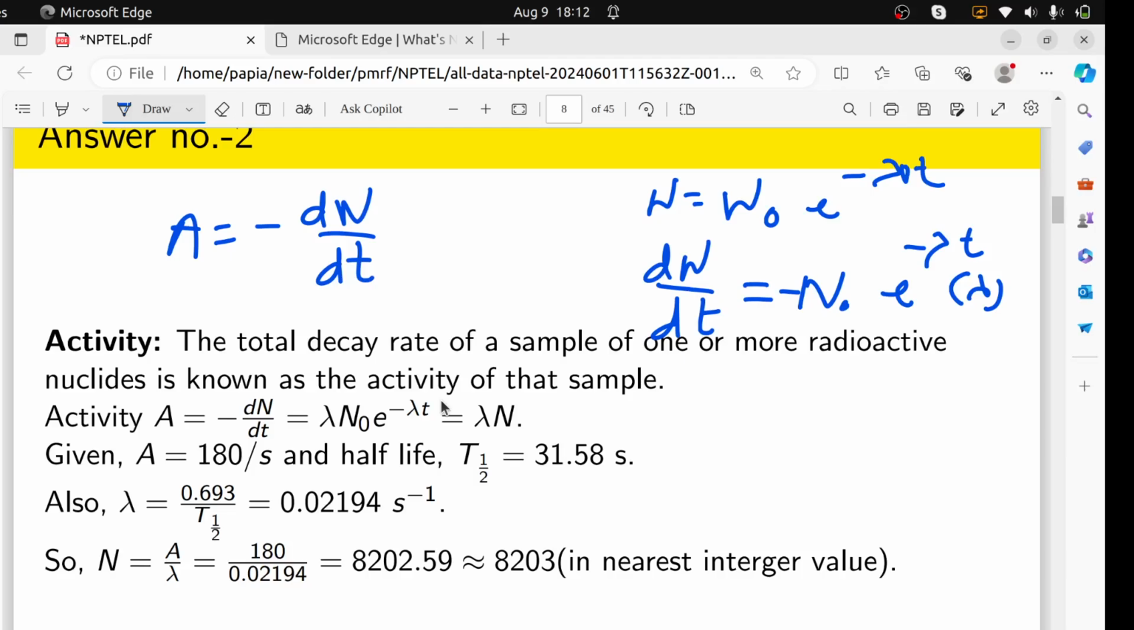Okay. So in that question it is given that the activity is 180 per second. Whatever the unit is already given, I am just including here: 180 second inverse.